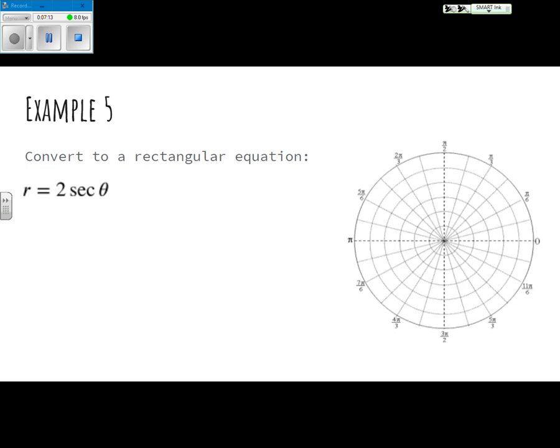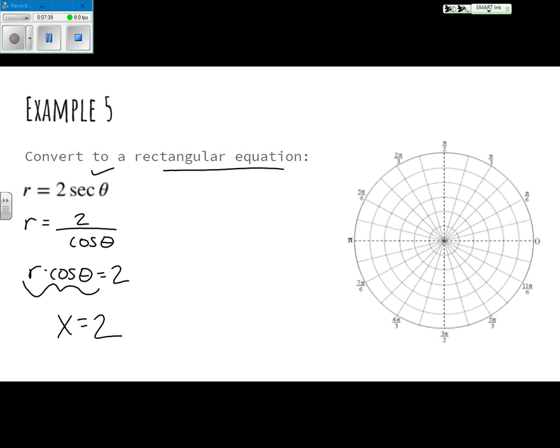Okay? So you're thinking, well, I don't have anything with secant. But remember that secant is just 1 over cosine. And so if I multiply both sides by cosine, floor buffer, this hopefully looks familiar. And I've got it as a rectangular equation. X equals 2. Just come over to 2 radii. It goes like this. And that's what the graph of that would look like.